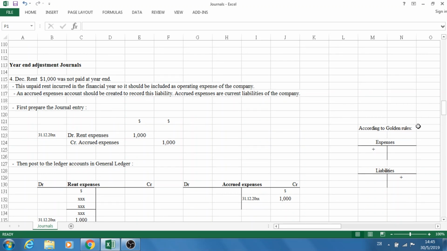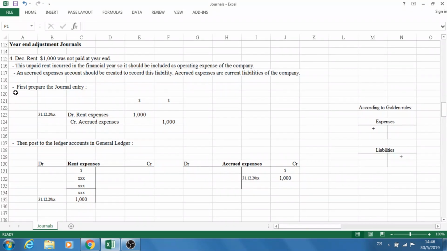So according to golden rule, addition of expenses, that is the rent, should be on the debit side. Addition of liabilities should be on the credit side. So first, prepare the journal entry. Date: debit rent expenses 1,000, credit accrued expenses 1,000. Then follow this journal to post to the ledger accounts in general ledger. Debit rent expenses 1,000, credit accrued expenses 1,000.